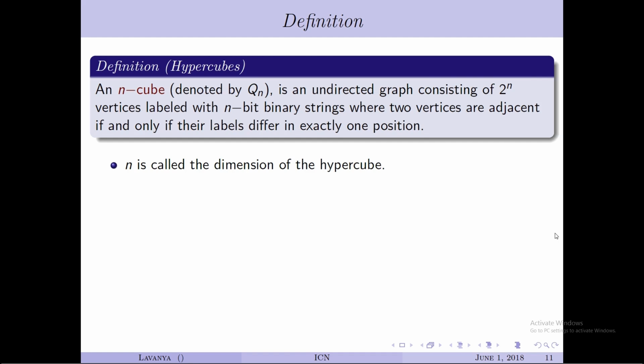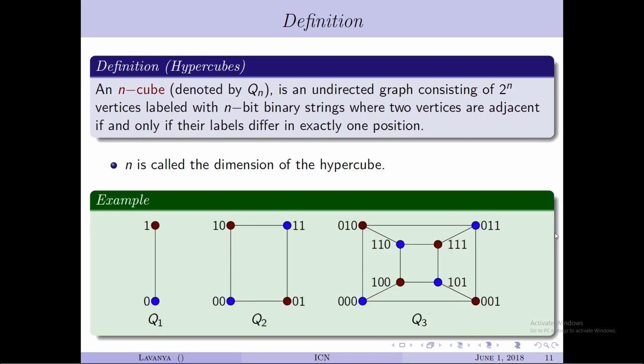First of all, vertices have an n bit binary string labeling, zeros and ones, and any two vertices are connected if the labeling differs in exactly one position. Okay. So, this is a standard definition. These are some basic cubes that you have already seen.